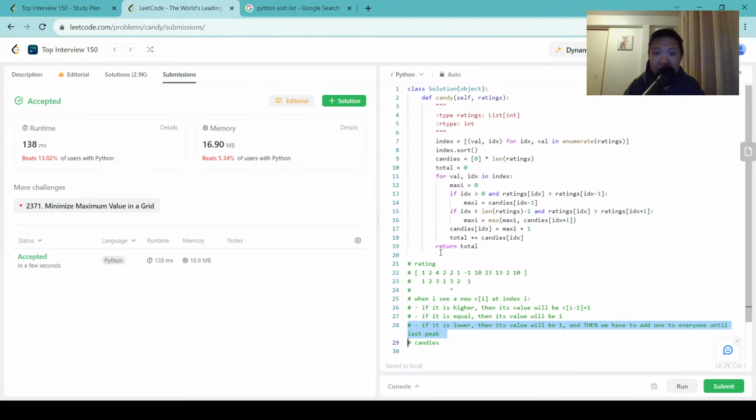Because all we need is total. We need the total number of candies we give out. So we don't actually need a list that shows who gets how many candies. So all we have to do, total plus equals 1 plus i minus peak, plus equals current value.